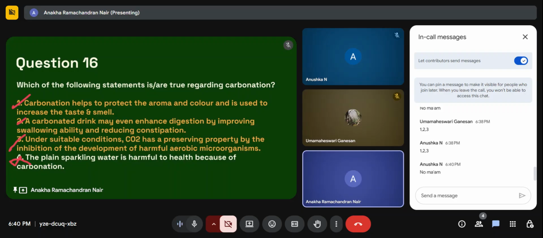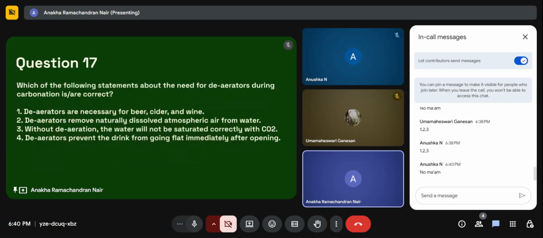All right. So let's move on to question number 17. Question number 17 is, which of the following statements about the need for de-aerators during carbonation is or are correct? Option 1 is, de-aerators are necessary for beer, cider, and wine. Option 2, de-aerators remove naturally dissolved atmospheric air from water. Option 3, without de-aeration, the water will not be saturated correctly with CO2. And option 4, de-aerators prevent the drink from going flat immediately after opening. So out of these four options, which do you think is or are correct?